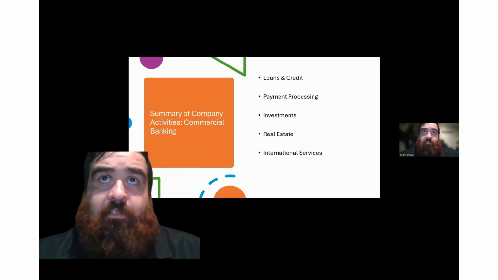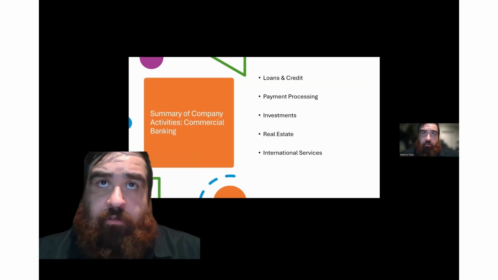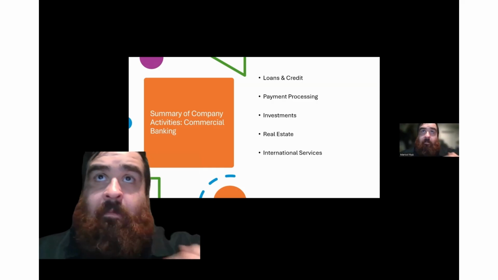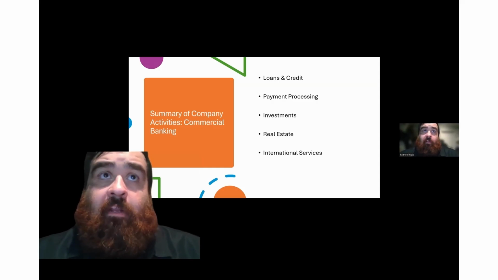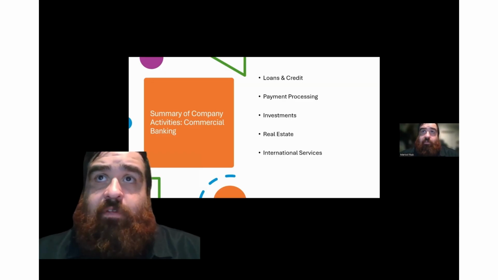JP Morgan Chase commercial line banking division provides a wide range of financial solutions tailored for businesses, corporations, and institutional clients. Some of the core services they offer include lending and credit solutions, payment processing, liquidity management, which helps businesses manage their cash flow efficiently. They're also active in commercial real estate banking, supporting clients with financing for property development and investments.